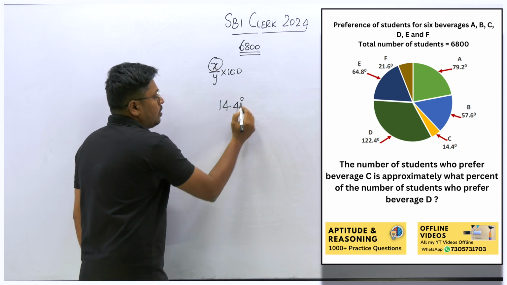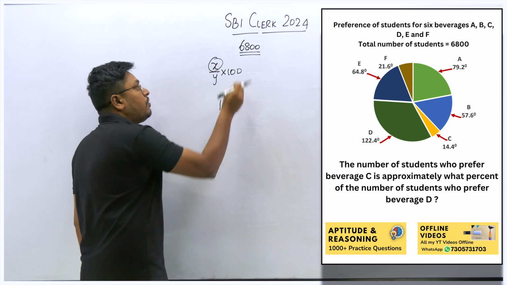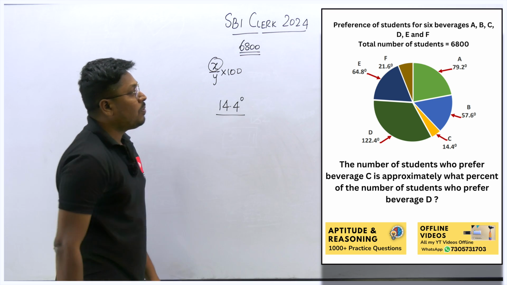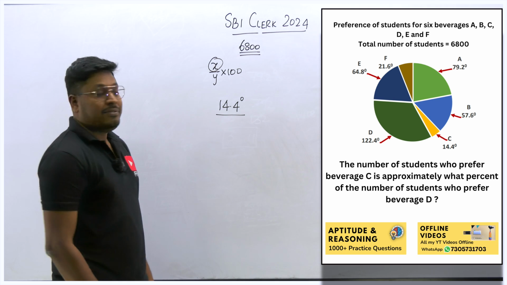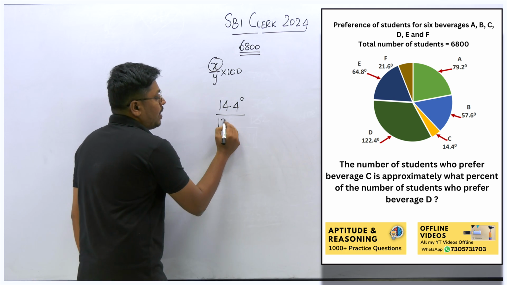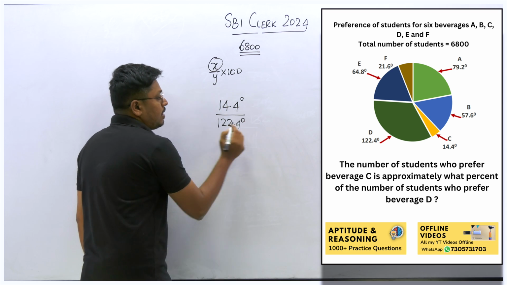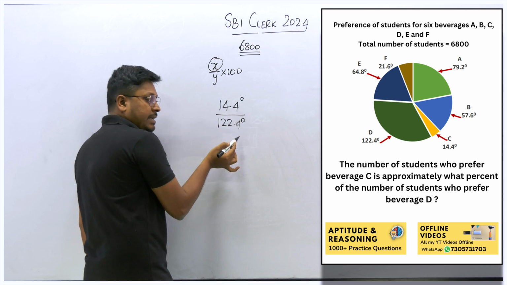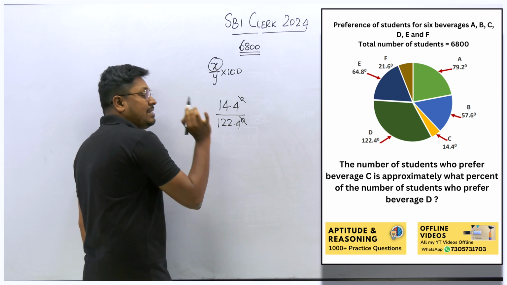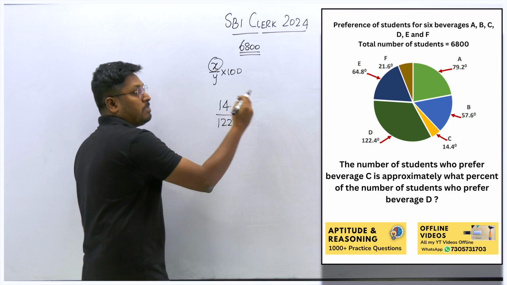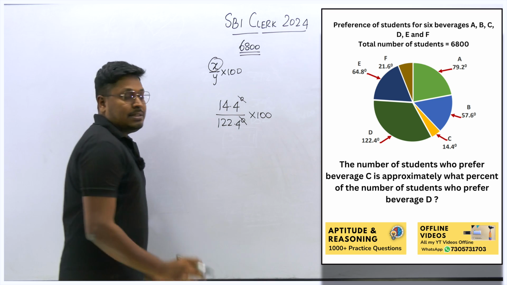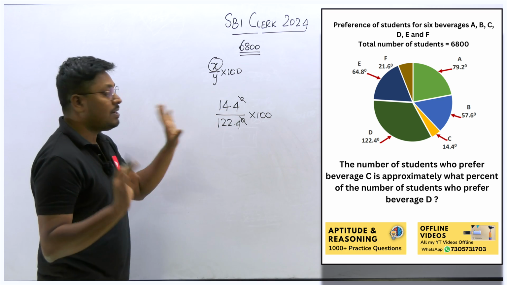Beverage C is how much? 14.4 degree. You don't want to find what is 14.4 degree out of 6800. It is not required, right? So divided by Y. So Y is what? Those who prefer beverage D. So beverage D is how much? 122.4 degree, and here also divided by 360, divided by 360. We can cancel these two angles, and listen carefully. We need to find how much percentage. So into 100. That's it, right? This will be your final answer.